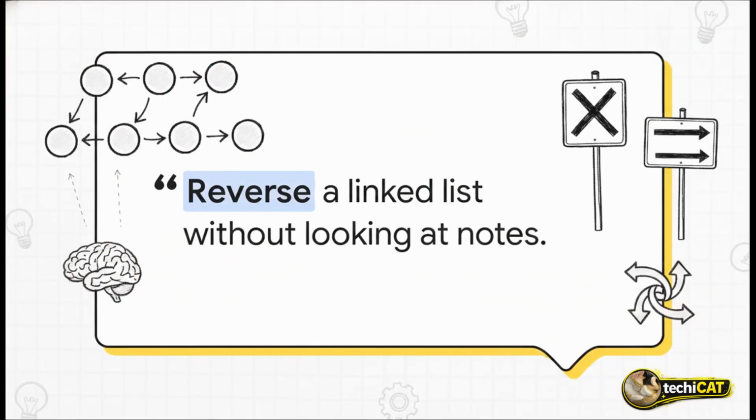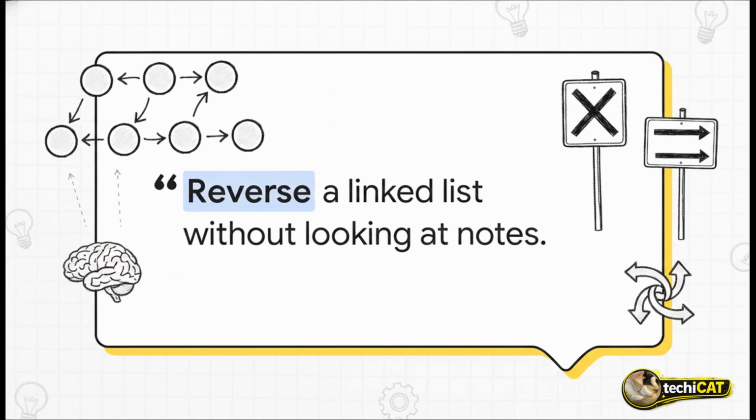Okay, so we've officially built up your algorithmic tool belt with cycle detection, dummy nodes, and reversals. The source material we've been using for this explainer leaves us with this stark, extremely direct piece of advice. Reverse a linked list without looking at notes. That's the one implementation interviewers ask for most.